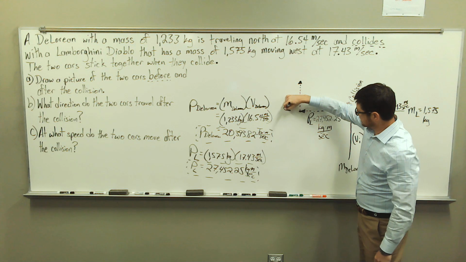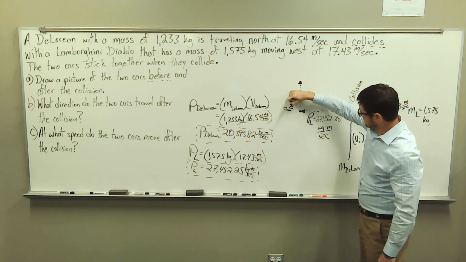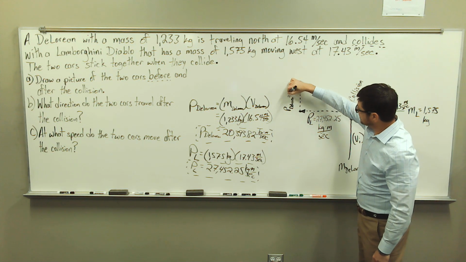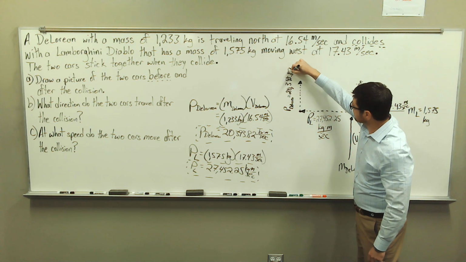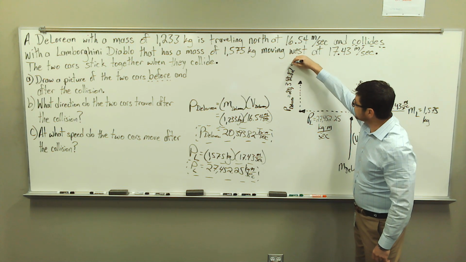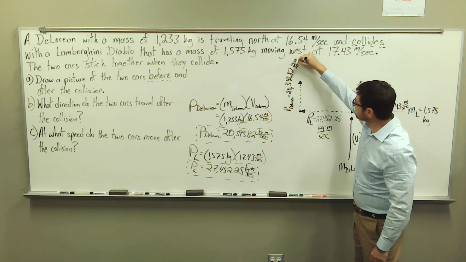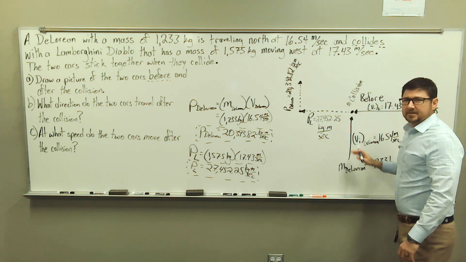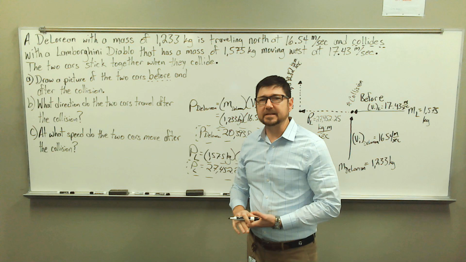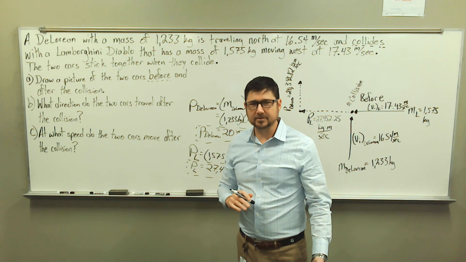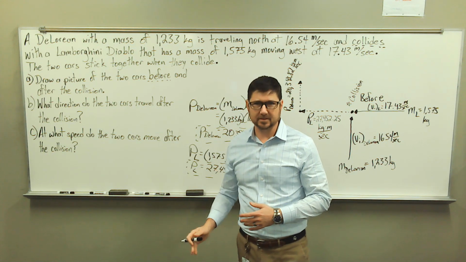Okay, so I have units of kilogram meters per second. Okay? And remember that the resultant vector always begins at the tail of the first vector and ends at the head of the last vector.